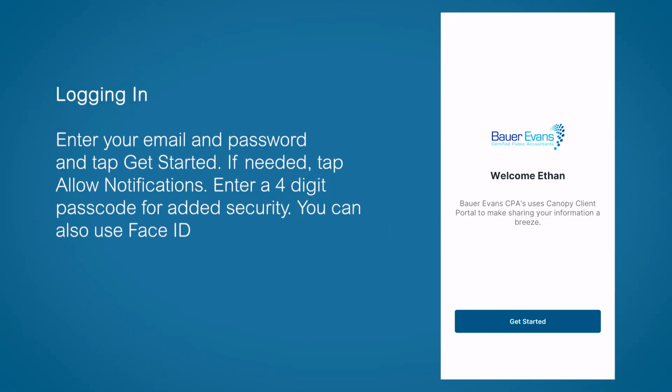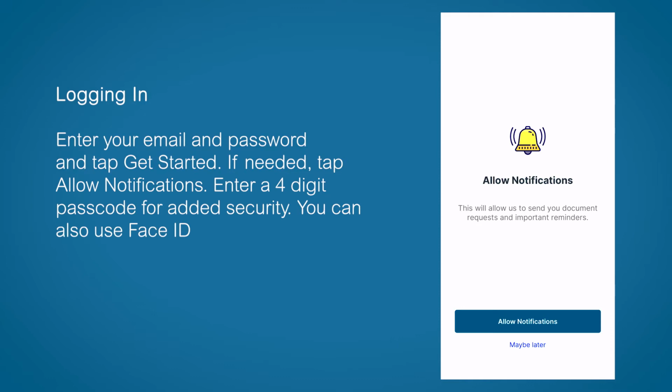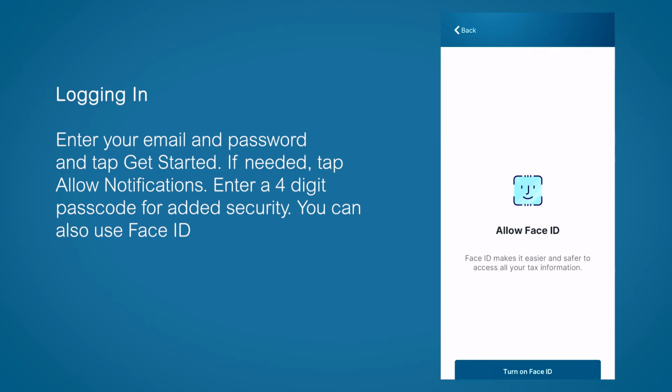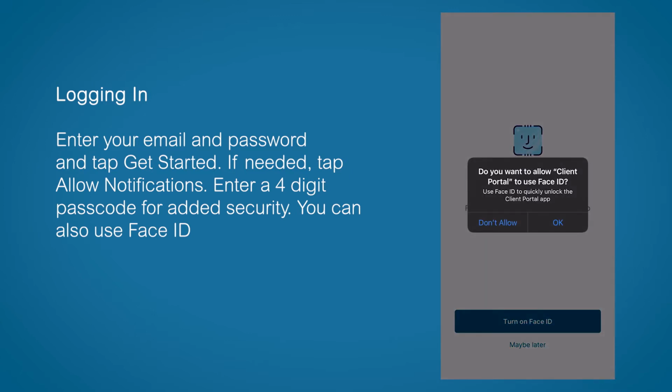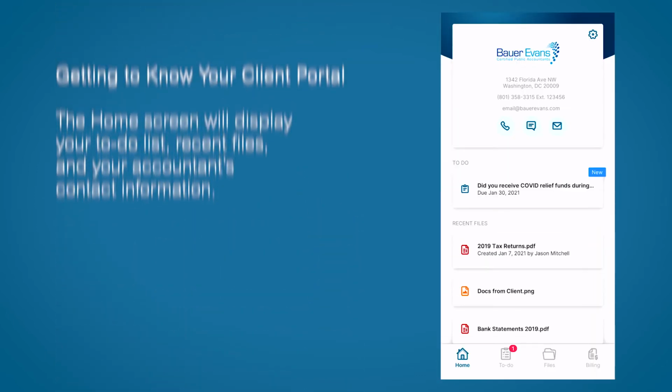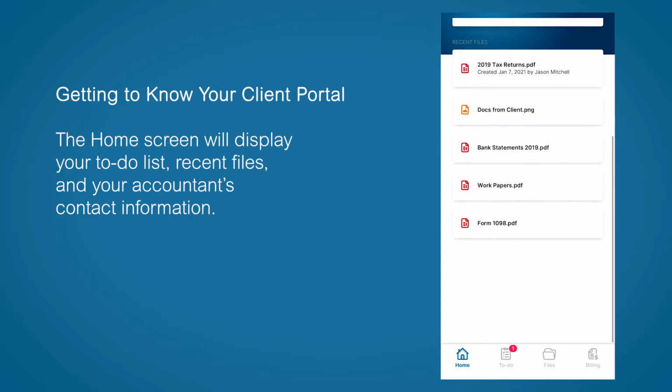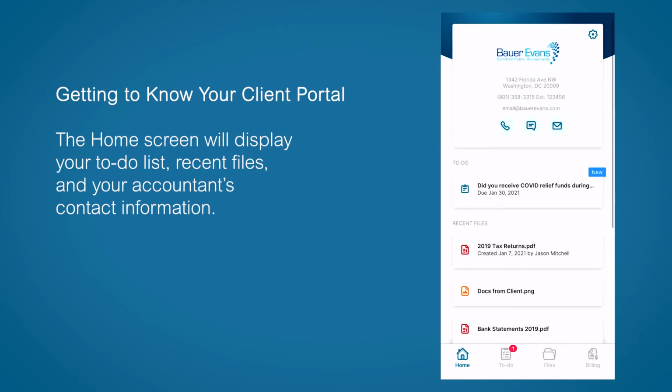Accessing the app is easy. Log in just as you would with any of your favorite apps, either using a username and passcode or Face ID. You will need to first set up your client portal from the web using a secure email sent by your practitioner. The home screen is your home base, where you'll find important to-dos, recent activity and files, and your accountant's contact information at a glance.